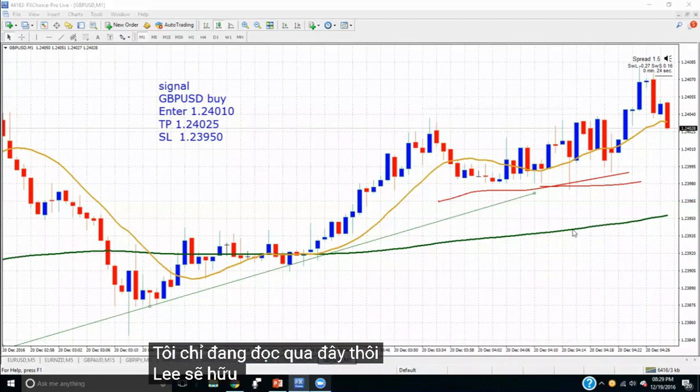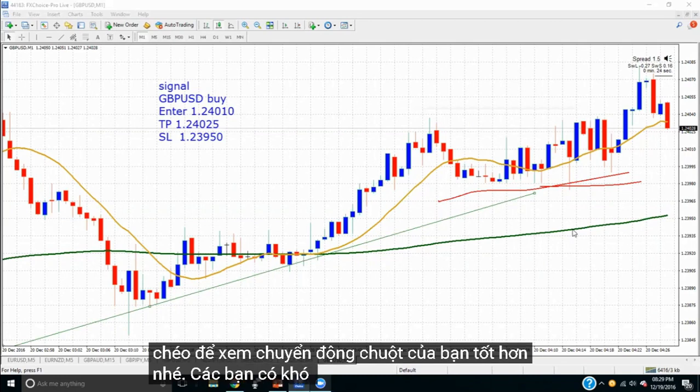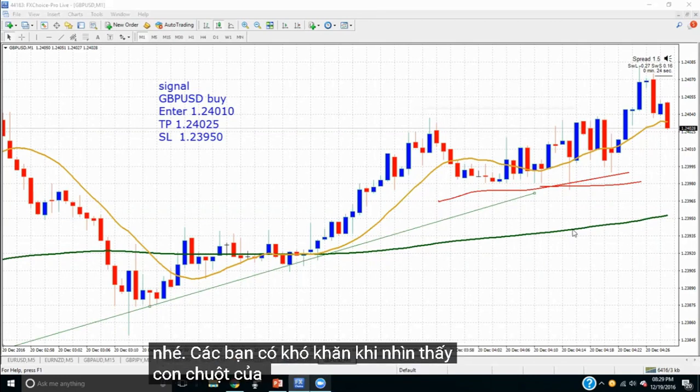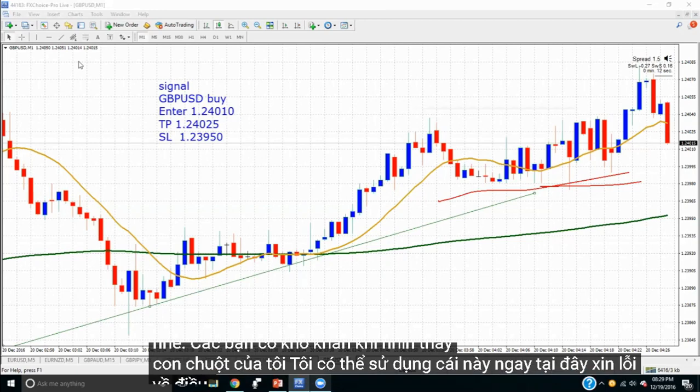Okay, Lee, it would be helpful to use the full cross to see your mouse movement better. Okay, you guys having a hard time seeing my mouse? I can use this right here. Sorry about that.